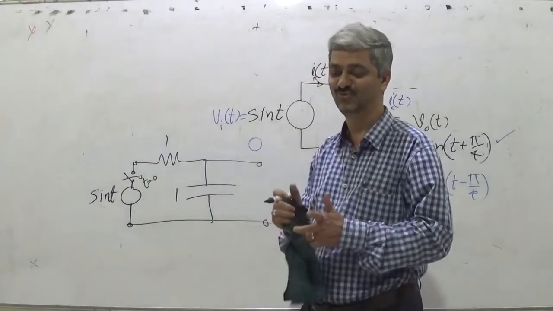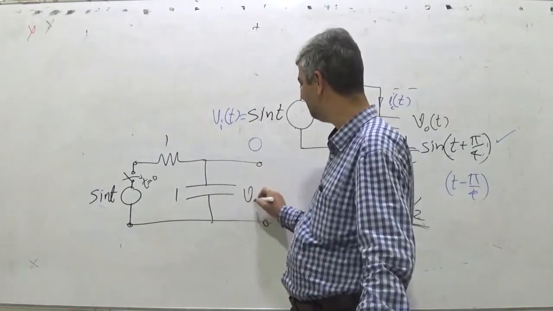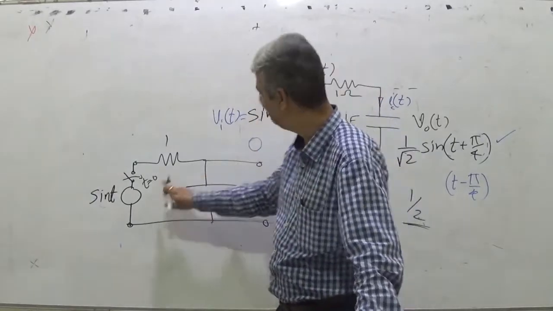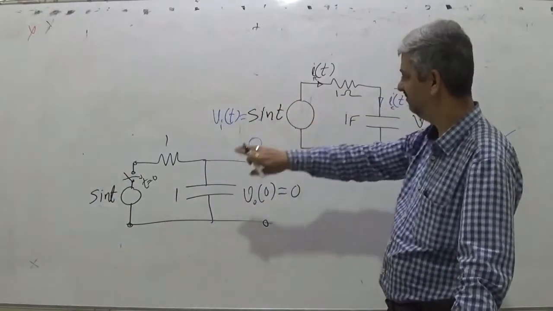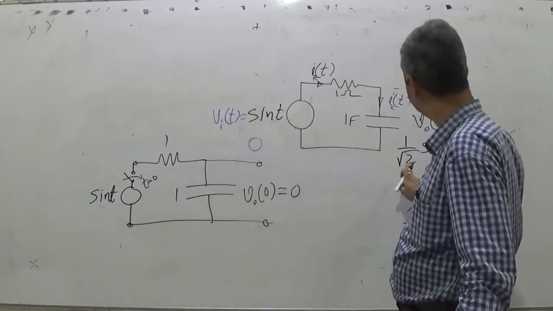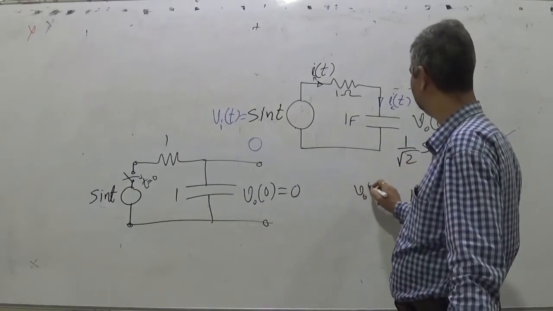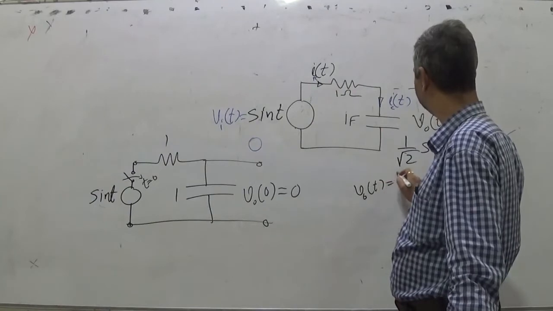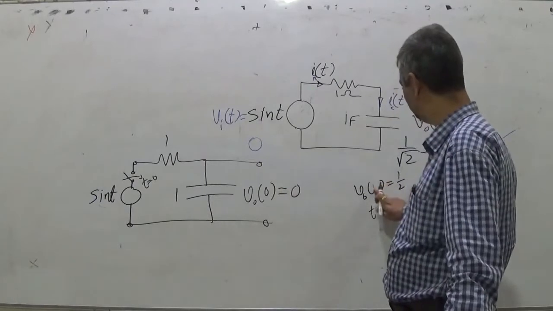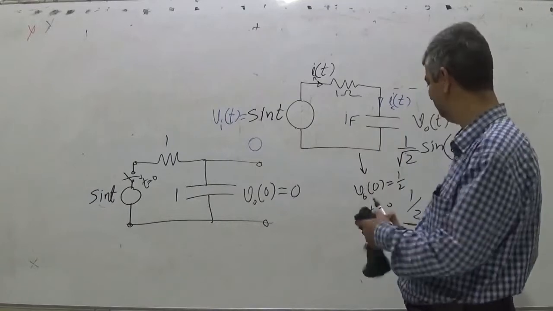So the voltage across the capacitor cannot change instantaneously. So at t equal to 0, Vout has to be 0. And here, when I say that Vin is sin t, Vout is 1 upon root 2 sin t plus pi by 4. So at t equal to 0, Vout here is half, and Vout here is 0. So what is the difference?